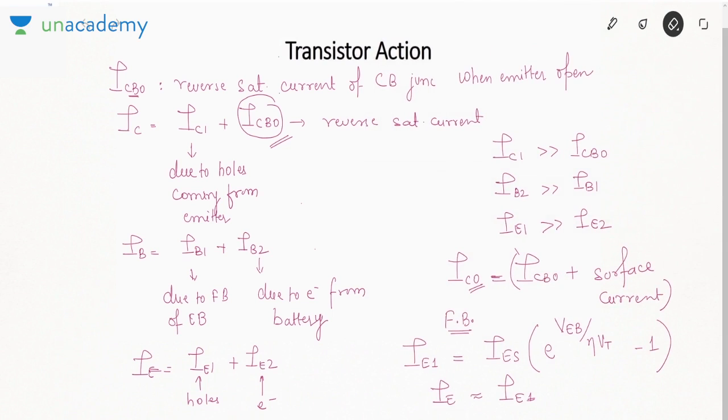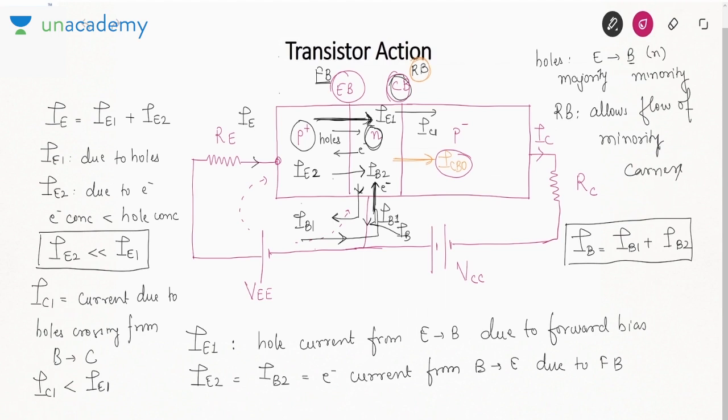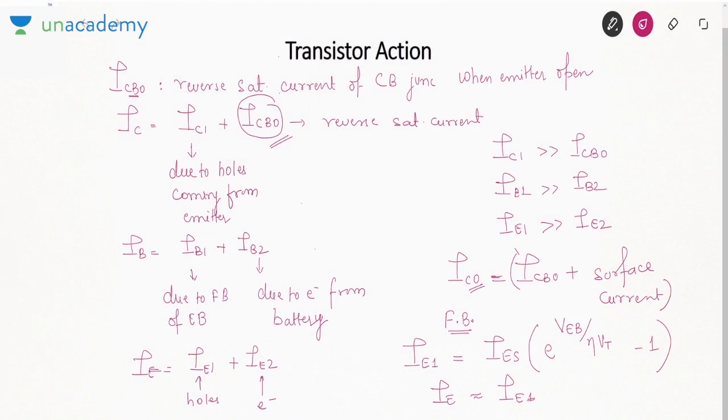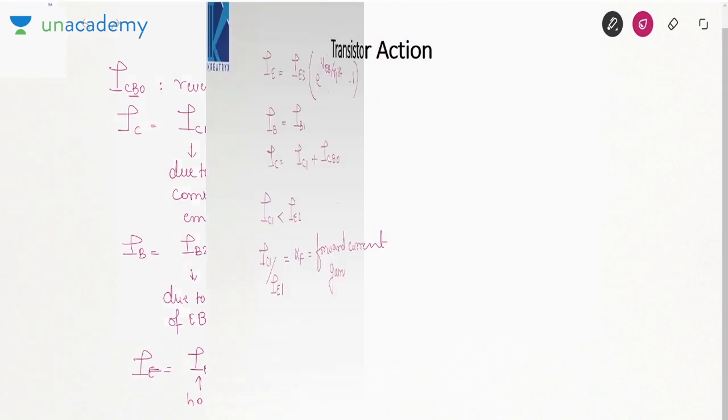One minute. This is actually a mistake. IB1 is much greater than IB2 because here IB1 is due to electrons supplied by the battery and IB2 is due to forward biasing. So this also we have to change. Actually, IB2 I took as due to forward biasing and IB1 due to electrons supplied by the battery. Okay.